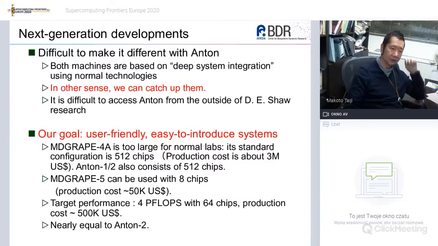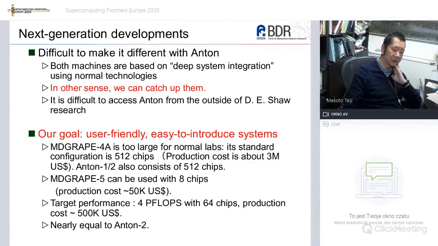For the next generation development, I think it's a little bit difficult to differentiate from Anton, because both machines are based on deep system integration using normal technologies. But in another sense, it's possible to catch up with them because both use very standard semiconductor technologies. Our goal is user-friendly and easy-to-introduce systems. Our current system is very large and very high cost. The production cost is about $3 million because our system has 512 chips.